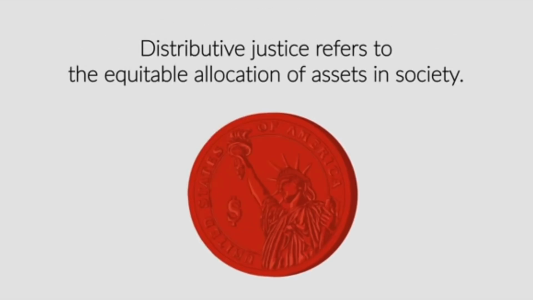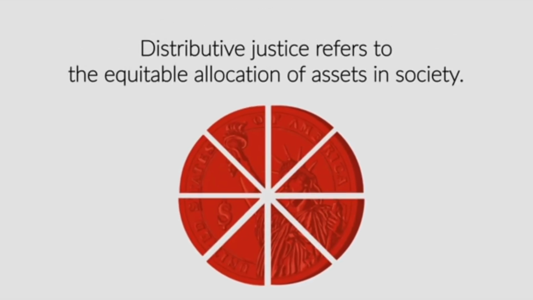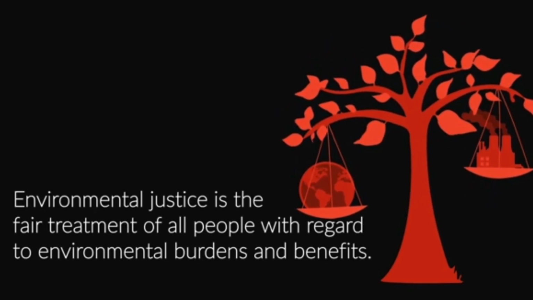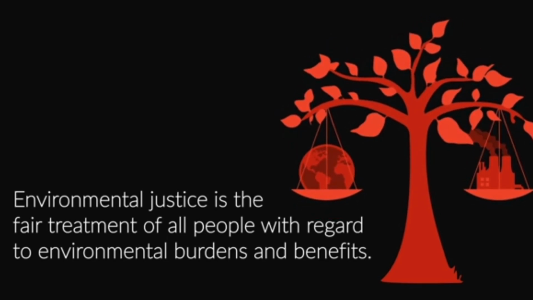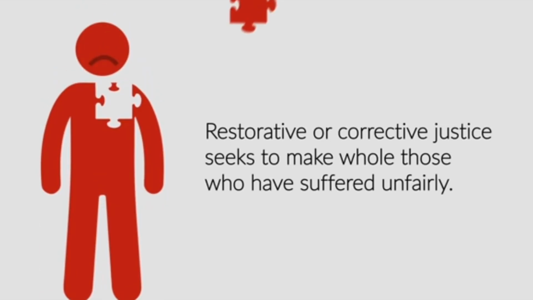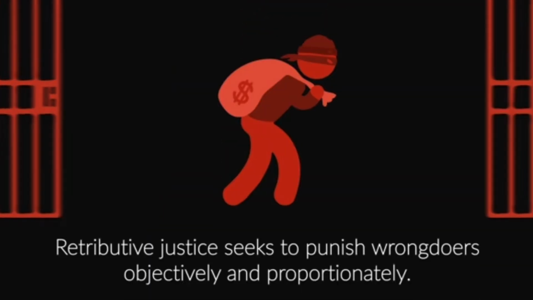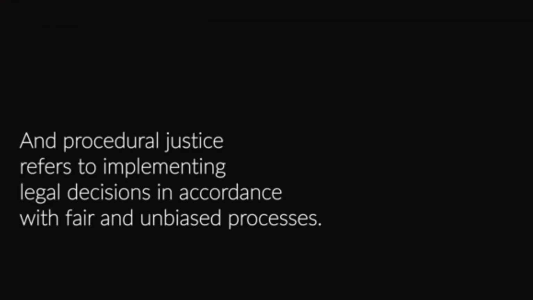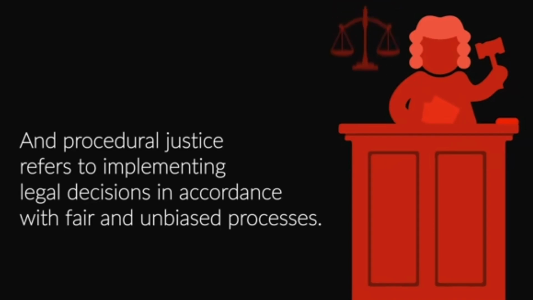Distributive justice refers to the equitable allocation of assets in society. Environmental justice is the fair treatment of all people with regard to environmental burdens and benefits. Restorative or corrective justice seeks to make whole those who have suffered unfairly. Retributive justice seeks to punish wrongdoers objectively and proportionately. And procedural justice refers to implementing legal decisions in accordance with fair and unbiased processes.